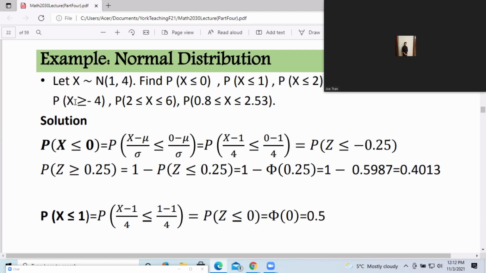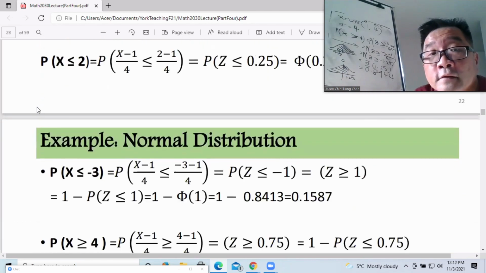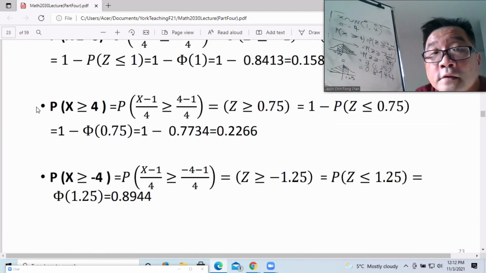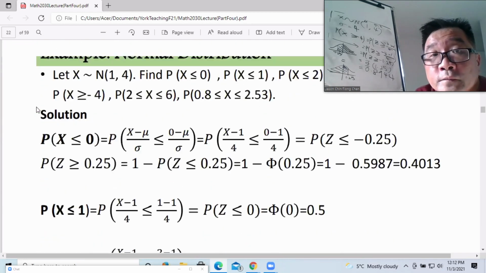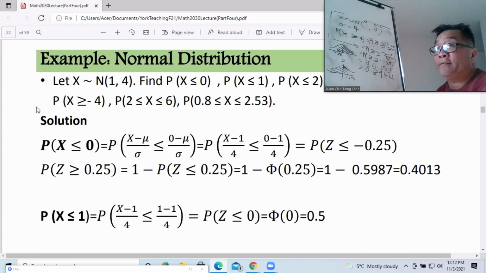0.8944. Is that the same answer that is provided here? I think it should be. Yeah, okay, it's the same. Hi, Professor. Minimize my typo error. Okay, this is okay, everyone.